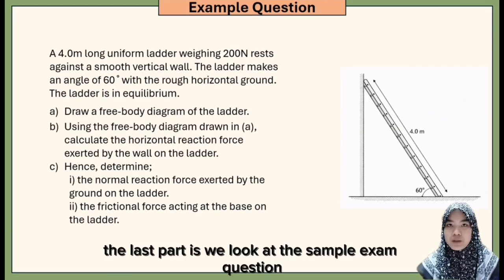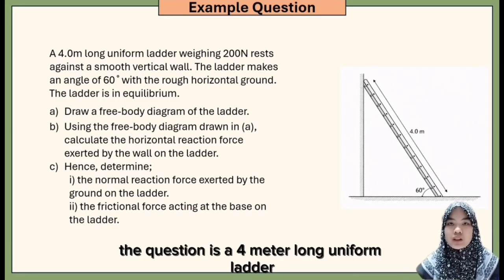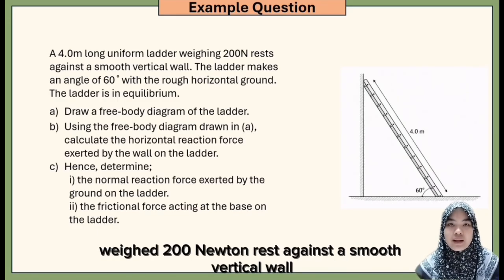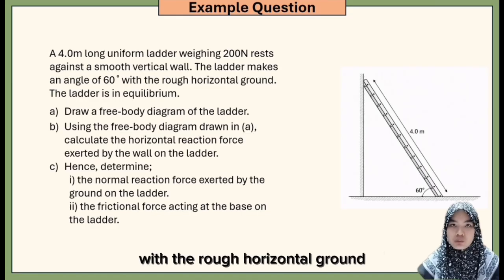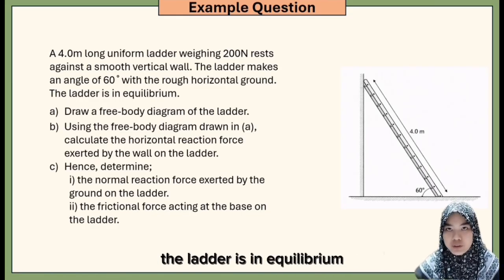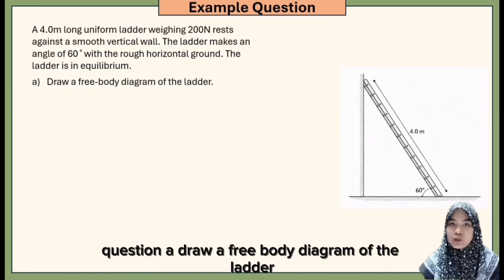Okay. The last part is we look at the sample exam question. The question is, a 4 meter long uniform ladder weighing 200 Newton rests against a smooth vertical wall. The ladder makes an angle of 60 degrees with the rough horizontal ground. The ladder is in equilibrium. Question A. Draw a free body diagram of the ladder.